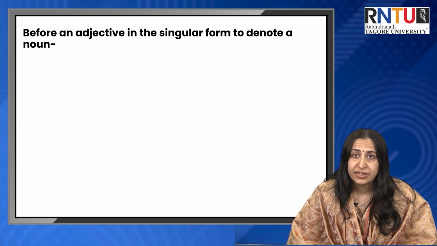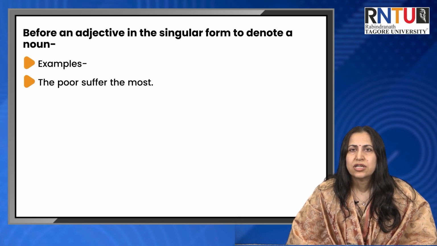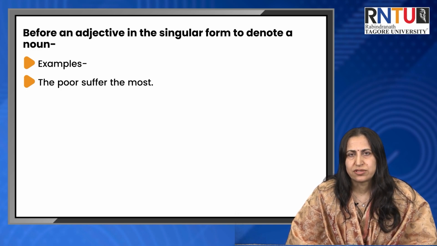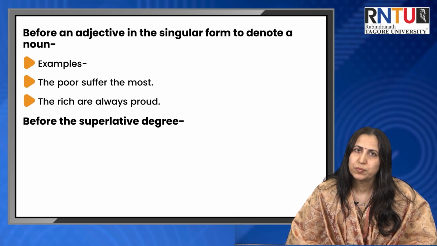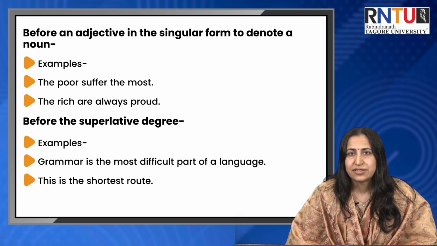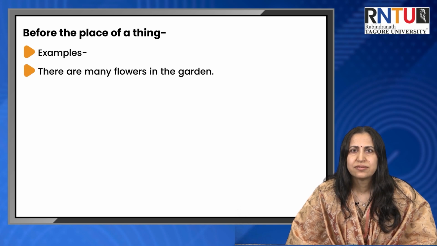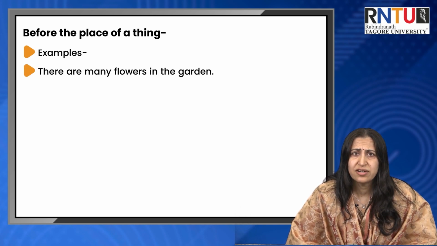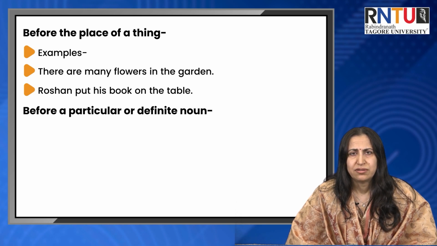Now, before an adjective in the singular form to denote a noun, examples, the poor suffer the most. The rich are always proud. Before the superlative degree, examples, grammar is the most difficult part of a language. This is the shortest route. Now, before the place of a thing, examples, there are many flowers in the garden. Roshan put his book on the table.